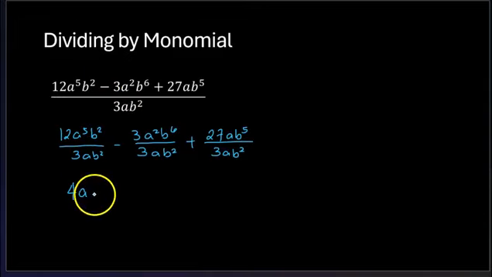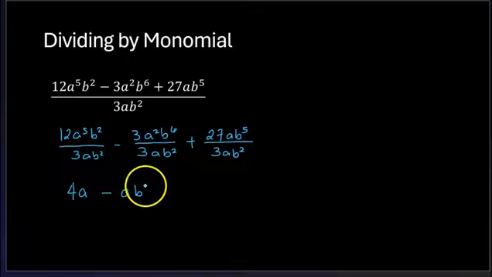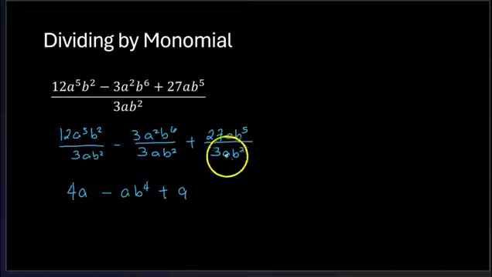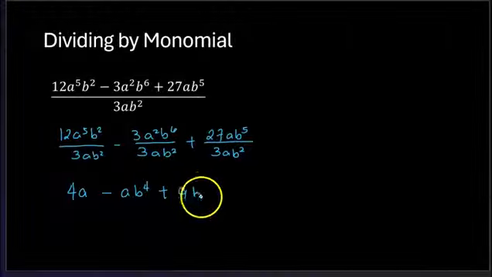B squared and b squared will cancel. Minus, this will cancel out. I'll have a in the numerator and then b raised to 4 because 6 minus 2. And then here 27 divided by 3, that would be 9. Then a will cancel out again, and then here we have b raised to 3. But it won't always be this nice.